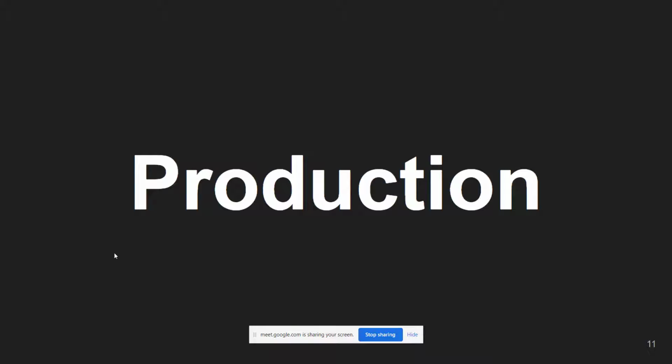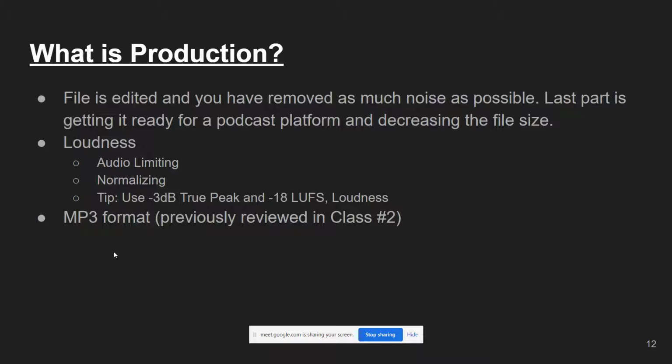Okay, production. So in my opinion, production is, you're assuming that you've done the editing, meaning you removed the ums and the unnecessary information, and you've saved it as a WAV file. You've taken out all the noise, either in RX7 or on Audacity, and now what you have to do is make everything the same peaks, and then make it into MP3 format.